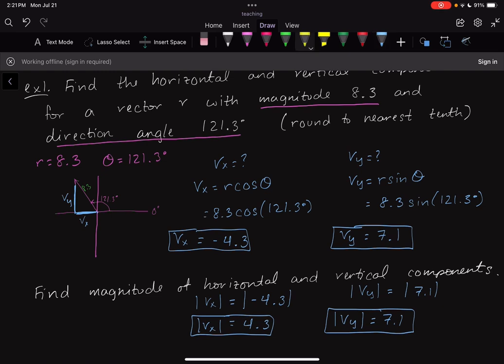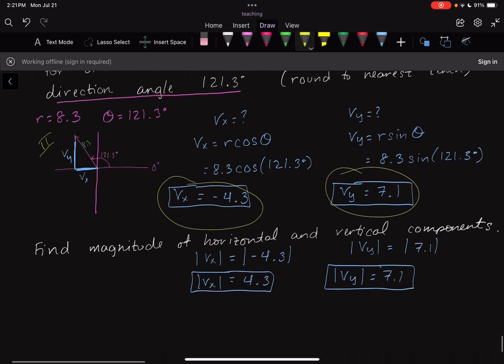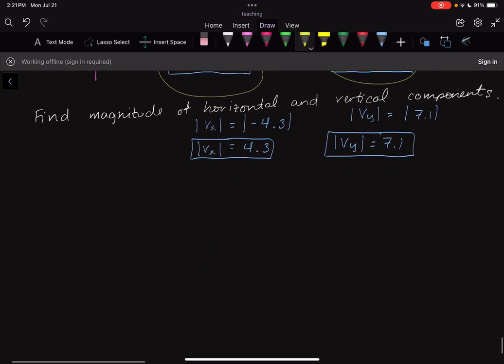Also, it should make sense for us to have a negative x and a positive y because we are in quadrant 2. So that should make sense. Moving on to another one. Let's do this one next.